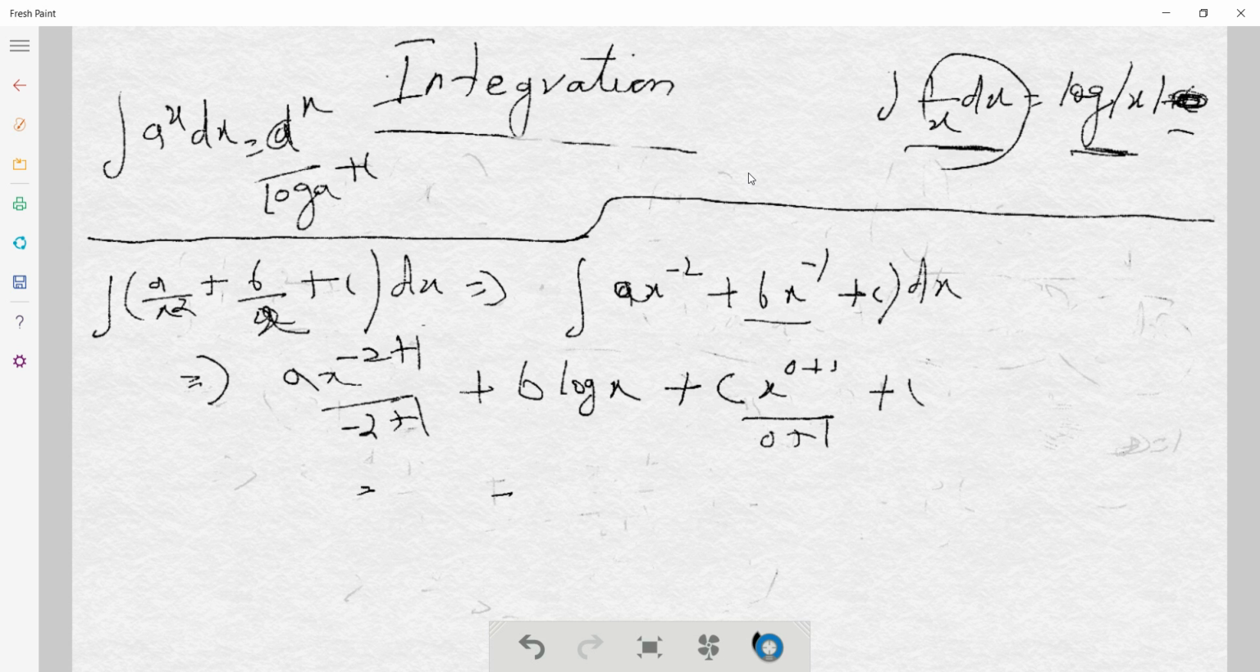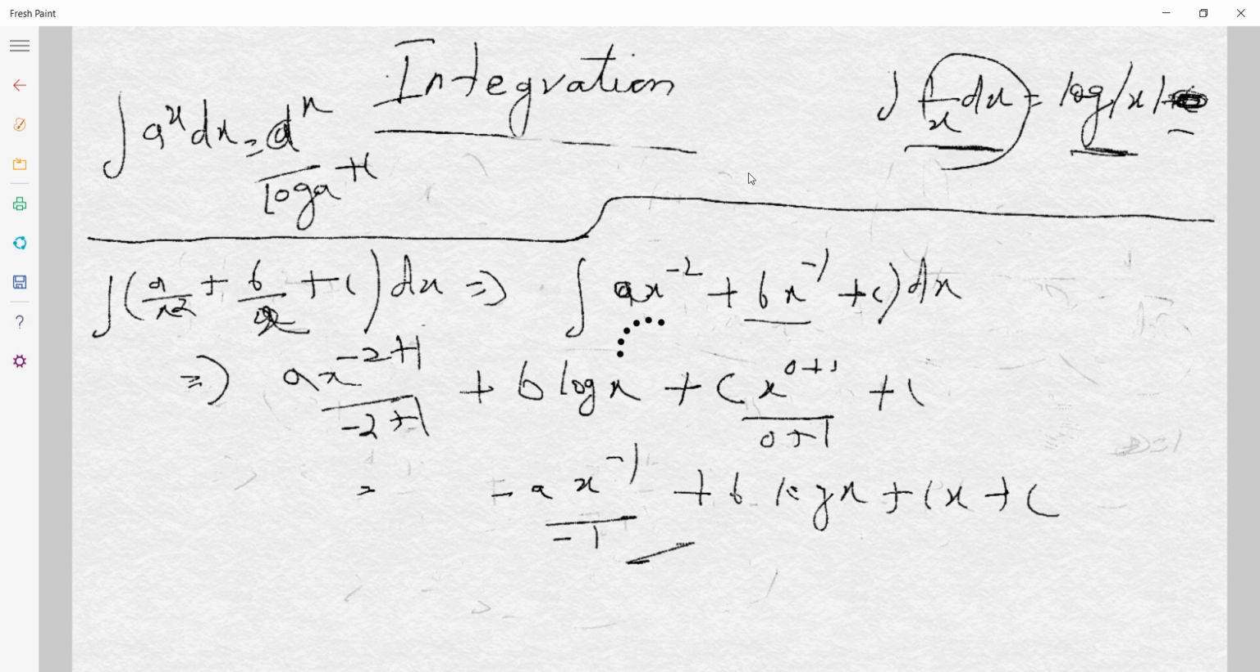So it will be something like that: A x to the power minus 1, plus b log of x plus cx plus c, right? So this is the answer you get. Pretty straightforward, right? And this is how you do very basic stuff on integration.